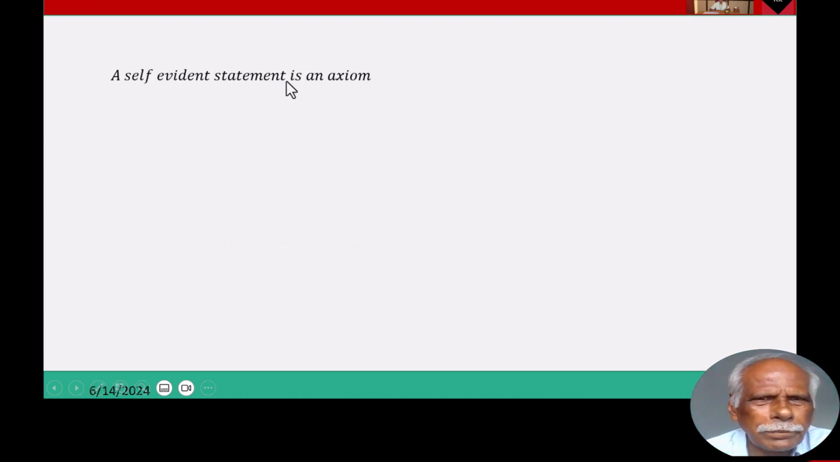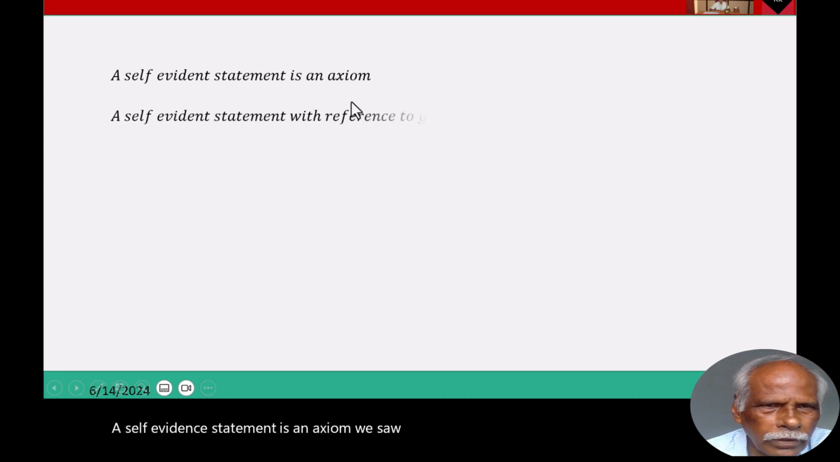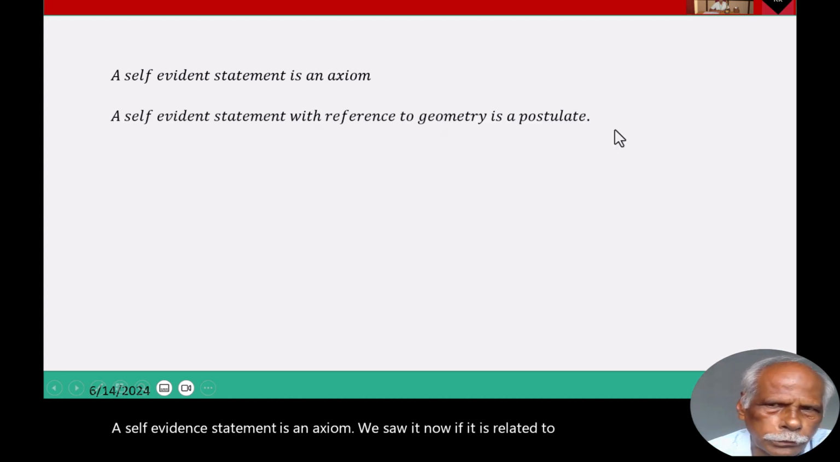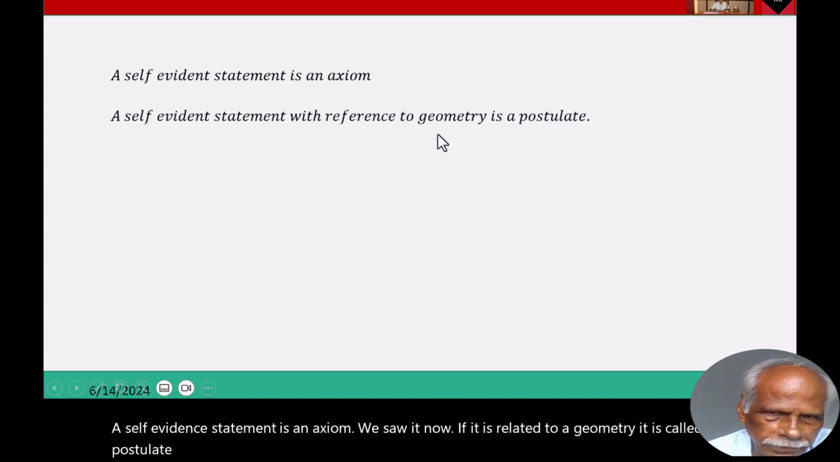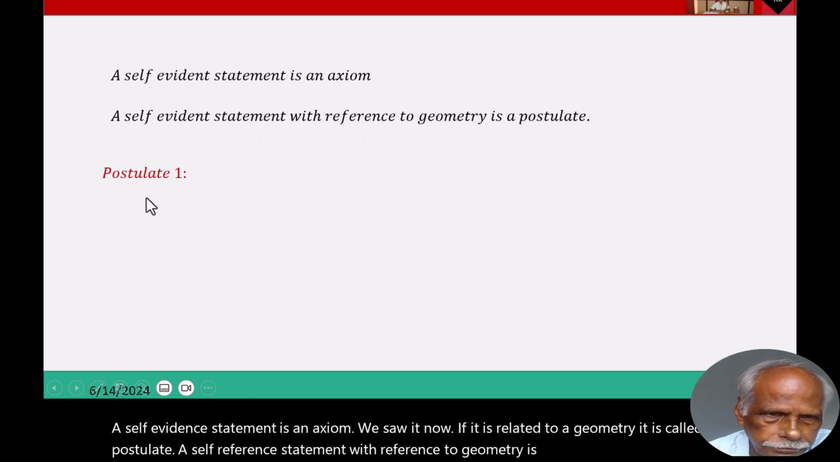A self-evident statement is an axiom, we saw it. Now, if it is related to geometry, it is called a postulate. A self-evident statement with reference to geometry is a postulate.